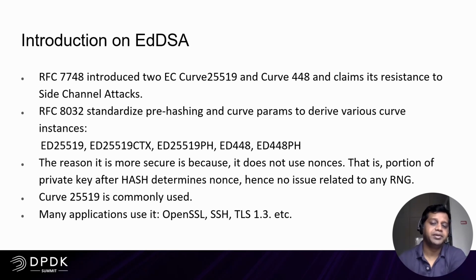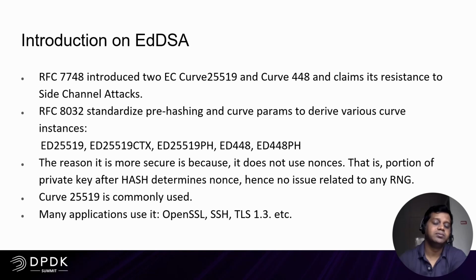Edwards curve digital signature algorithm, also called EdDSA, is a variant of the Schnorr signature system with Edwards curves. Earlier, RFC 7748 introduced two elliptic curves, namely Curve25519 and Curve448. These two curves aim at two things. 1. Constant time implementation. 2. Exception-free scalar multiplication. This is important to resist side channel attacks, specifically cache and timing attacks.